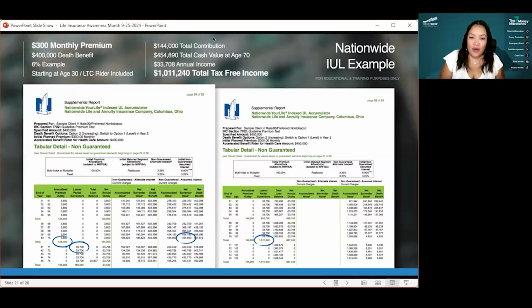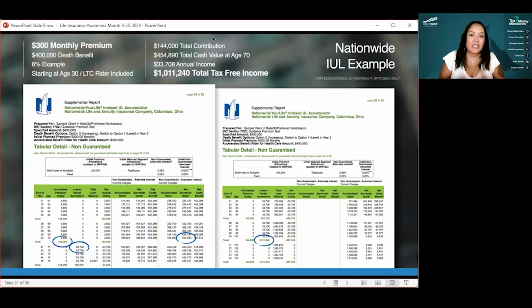Does it happen like this all the time? No, but can it? Absolutely. This is what I'm striving for, something like this right here. Now, I realize $300 a month could be a lot of money, right? Some people just don't have that. Some people do, some people don't. And this is an example. We could structure these things in so many ways.